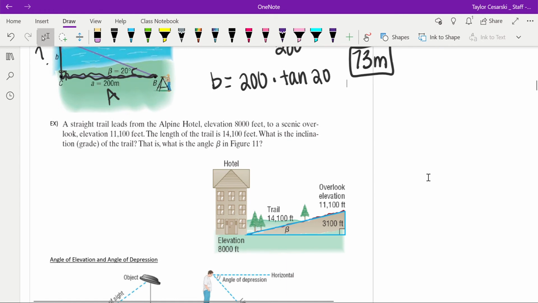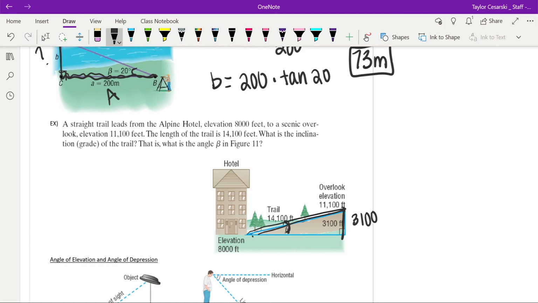It says a straight trail from the Alpine Hotel, elevation of 8,000 feet. So the hotel is 8,000 feet above the ground. And then it goes up to 11,100 feet. The length of the trail here is 14,100 feet. And we want to find the angle of elevation here. Now it's already done some of the math for us: to go from 8,000 to 11,100, this height right here is 3,100 feet.